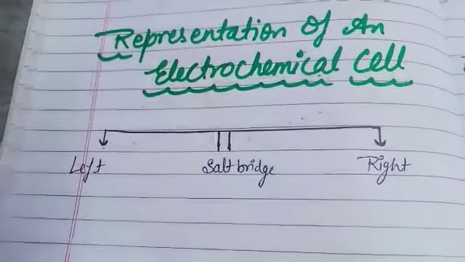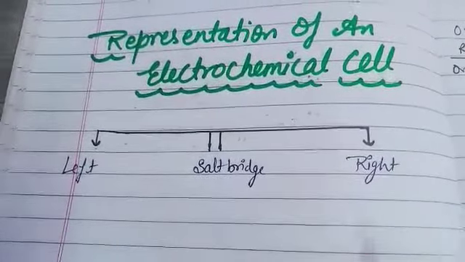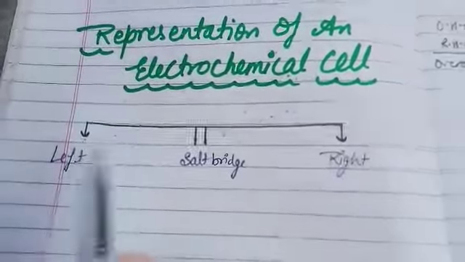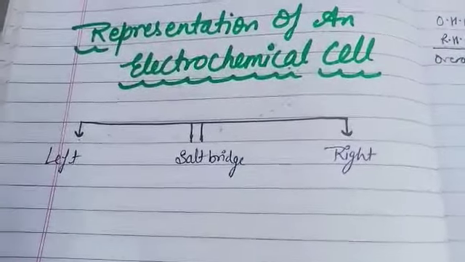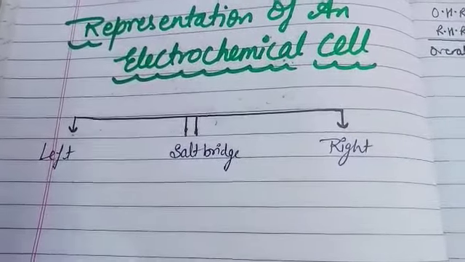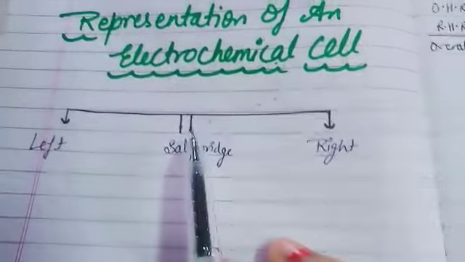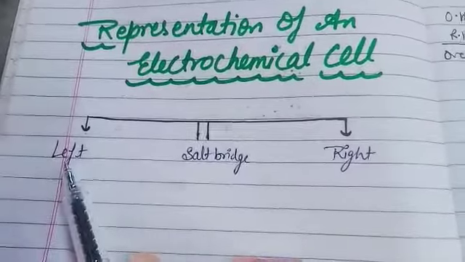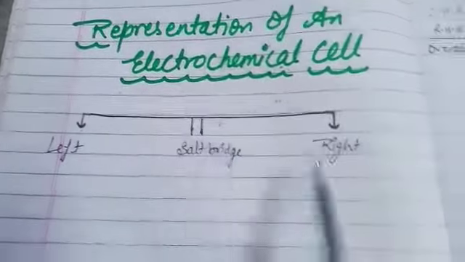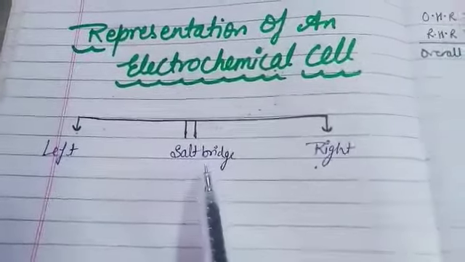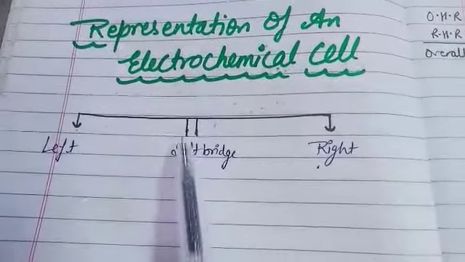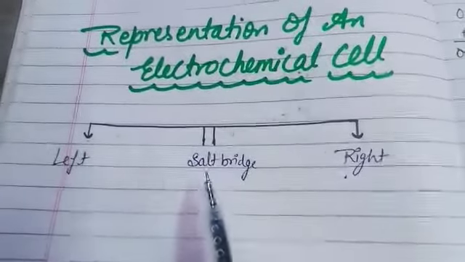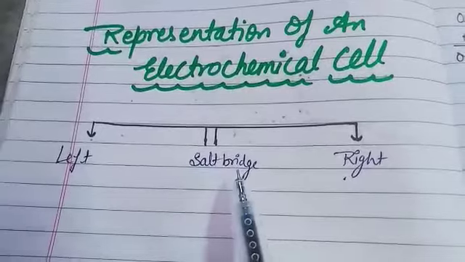Before I explain that, one important point from a learning point of view, an easy thing. Suppose this is an electrochemical cell, a simple setup that I already explained in an earlier video. One beaker is on the left-hand side, another is on the right, and both beakers are separated by a salt bridge. Remember that the salt bridge is represented by a double line, two parallel lines.